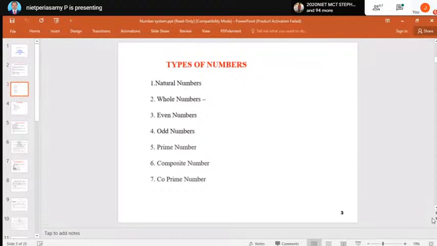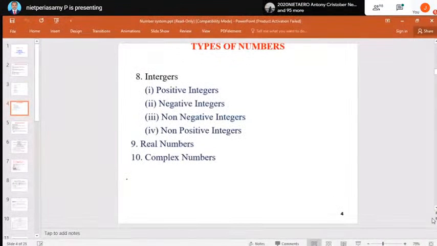Next we go to the types of numbers. These are the different types of numbers. The first one is natural number. The second one is whole number. The third one is even number. The fourth one is odd number. The fifth one is prime number. The sixth one is composite number. The seventh one is co-prime number. The eighth one is integers.